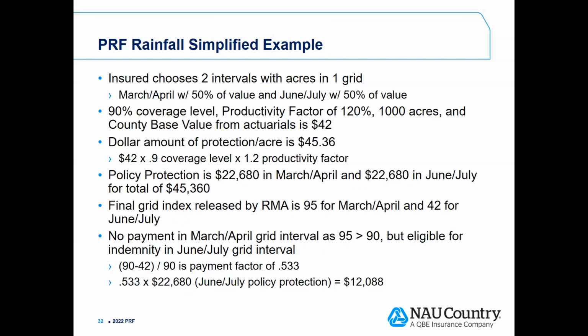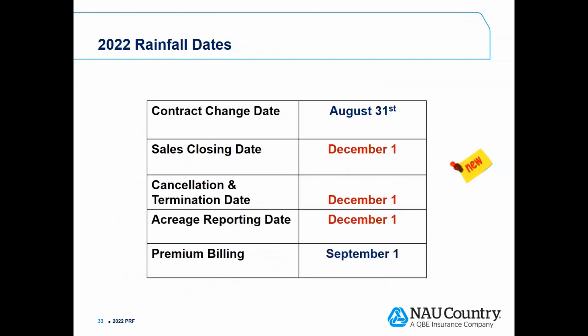So not saying you can't get the entire amount, but you're not automatically eligible for it just because you came in under the product or the coverage level that you purchased. Just some good dates to remember: the contract change date, August 31st; sales closing date, December 1, that's a change; cancellation termination date, December 1; acreage reporting date, December 1.